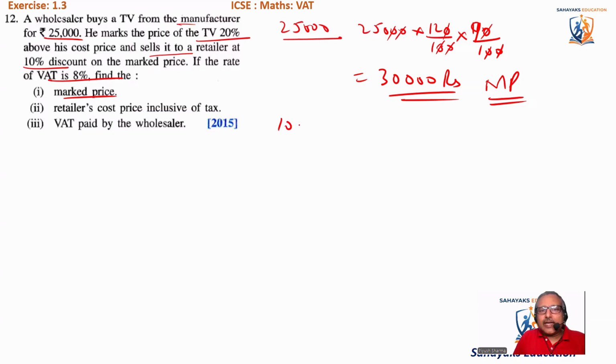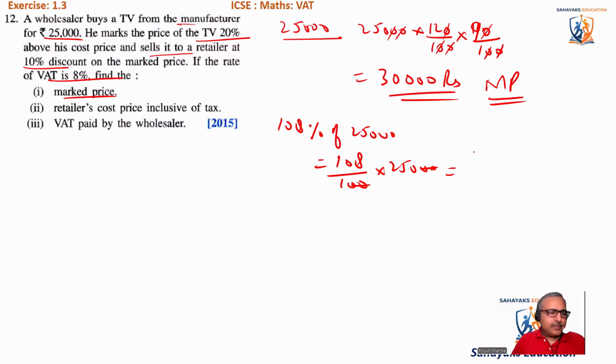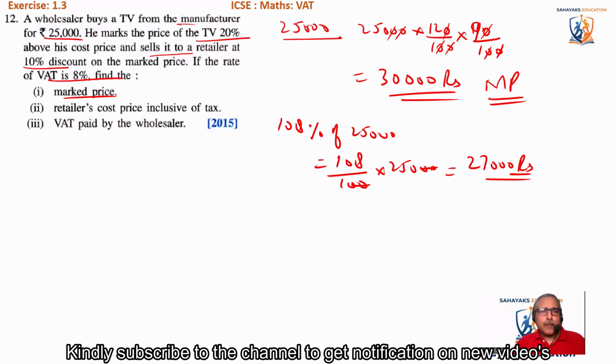So he got it for 108% of 25,000. So that is 108 by 100 into 25,000. So we just cancel it out. So it comes out to be 250 into 108. It comes out to be, he got it for 27,000 rupees. Now, this is inclusive of tax. So the retailer's cost price inclusive of taxes is 27,000.